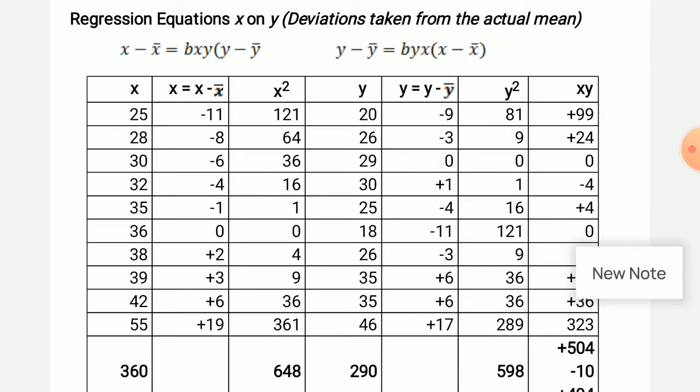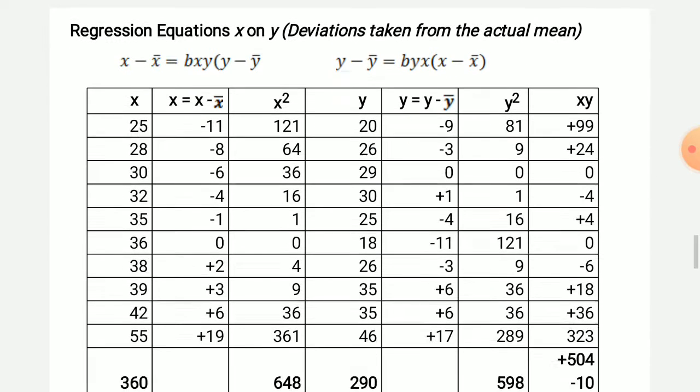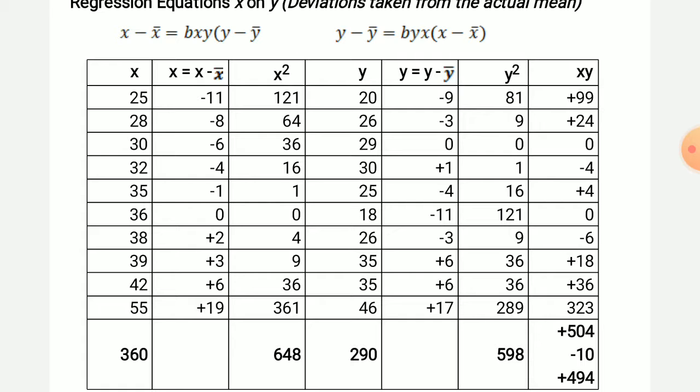X, the given values, we take in the first column. Then x minus x bar is equal to x, which we represent again. Here x bar, the value of x bar is 36, so 25 minus 36 is equal to minus 11, 28 minus 36 is minus 8, 30 minus 36 is minus 6, 32 minus 36 is minus 4, 35 minus 36 is minus 1, 36 minus 36 is 0, 38 minus 36 is plus 2, 39 minus 36 is plus 3, 42 minus 36 is plus 6, then 55 minus 36 is plus 19.